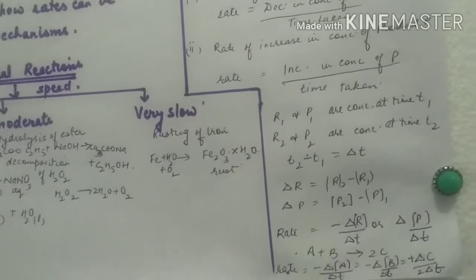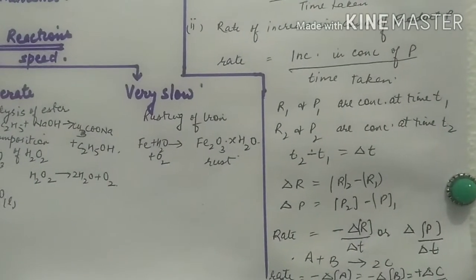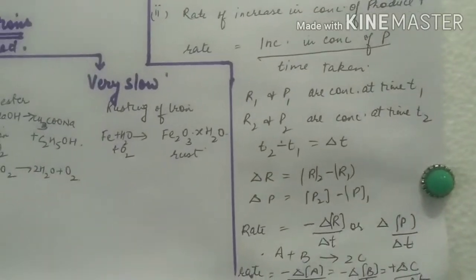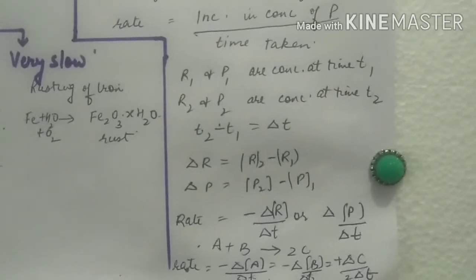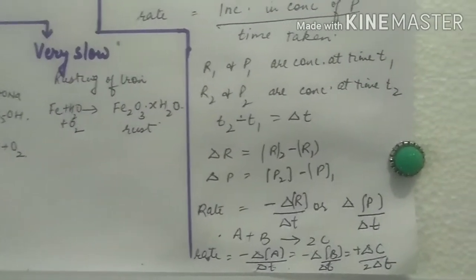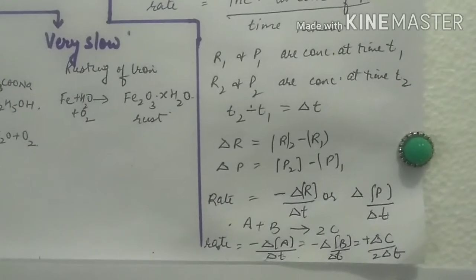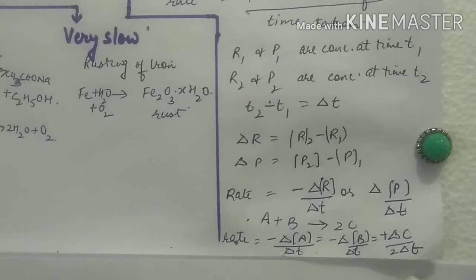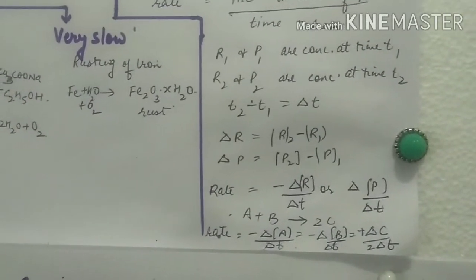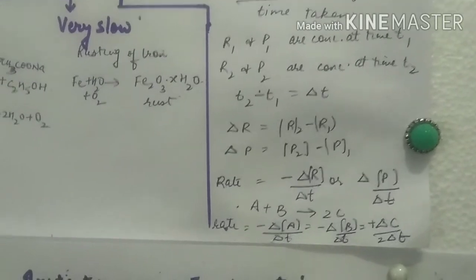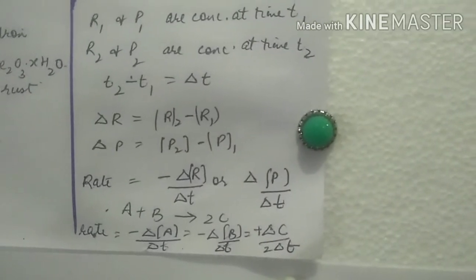If at time T1 the concentration of reactant is R1 and product P1, and similarly at time T2 concentration of reactant is R2 and product is P2, then T2 minus T1 will give you the change in time. Delta R, R2 minus R1, will give you the change in concentration of reactants, and P2 minus P1 will give you the change in the concentration of products. Now rate is equal to minus change in concentration of reactants upon change in time, or it may also be given as plus change in concentration of product upon change in time.